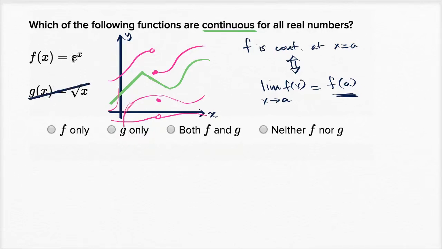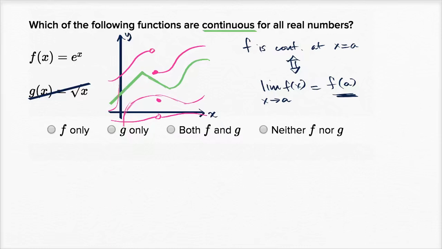So let's think about f of x equals e to the x. It is defined for all real numbers. And as we'll see, most of the common functions that you've learned in math, they don't have these strange jumps or gaps or discontinuities. Some of them do, functions like 1 over x and things like that. But things like e to the x, it doesn't have any of those.